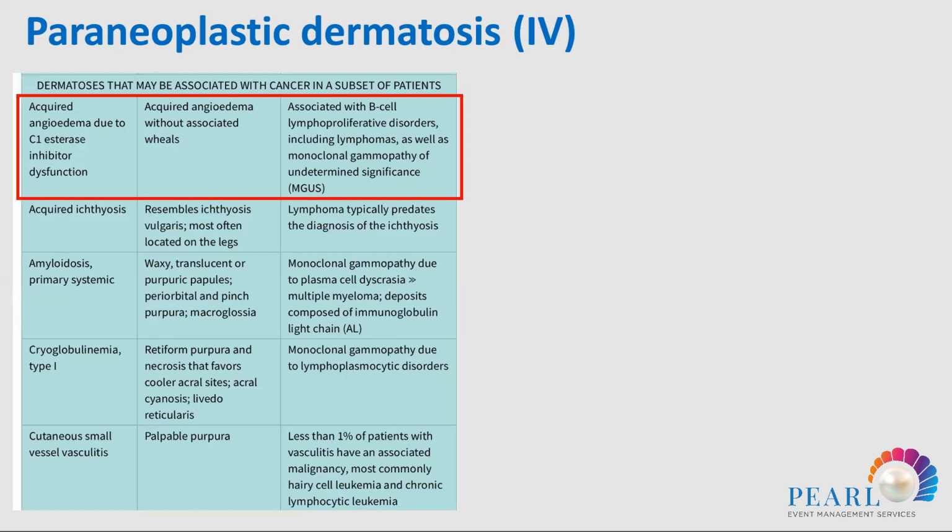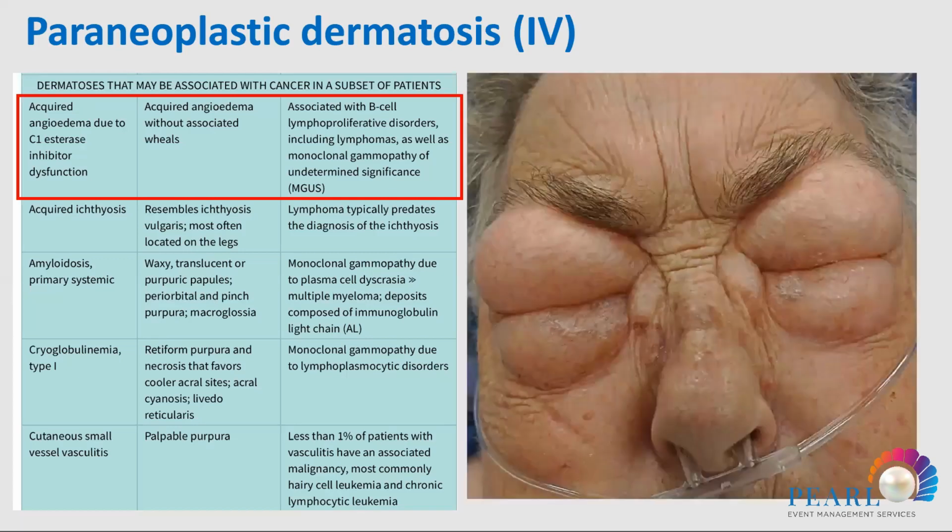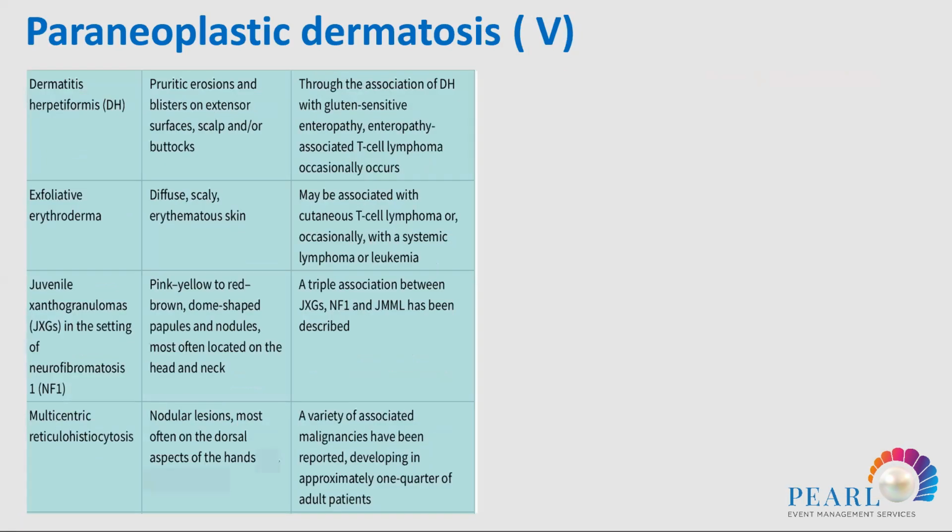And this is another disorder that could be encountered in the allergy clinic, patients having acquired angioedema due to C1 esterase inhibitor dysfunction. And this could be associated with B-cell lymphoproliferative disorder and even monoclonal gammopathy of undetermined significance.